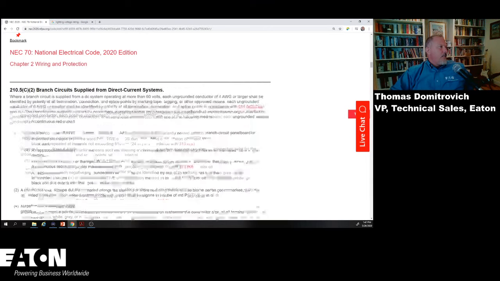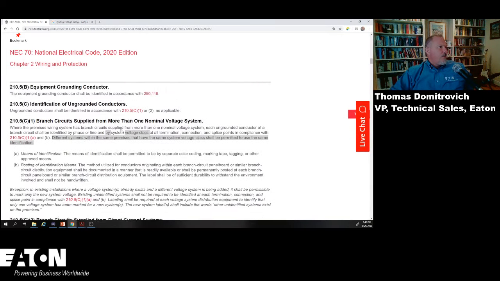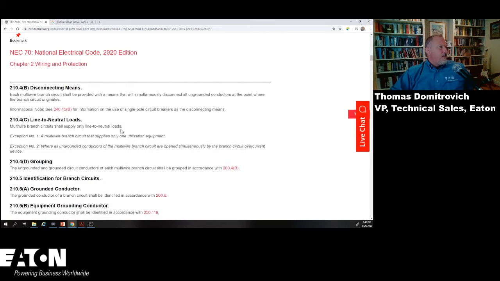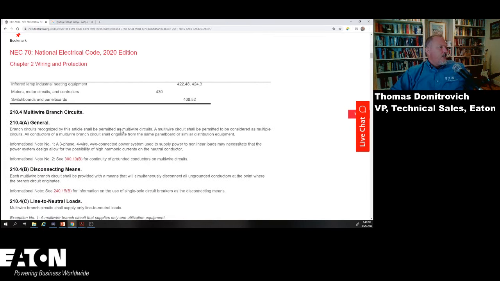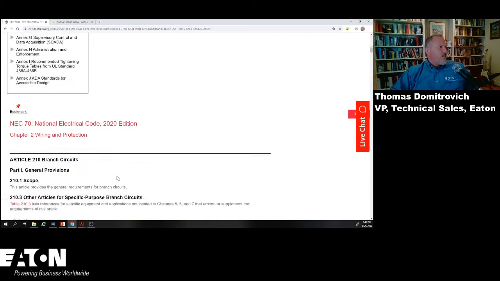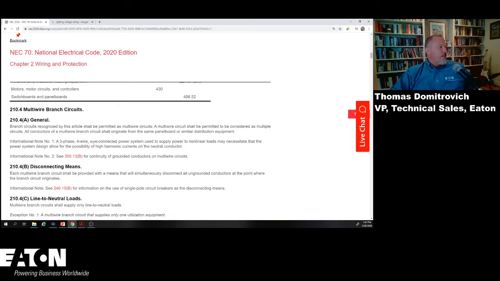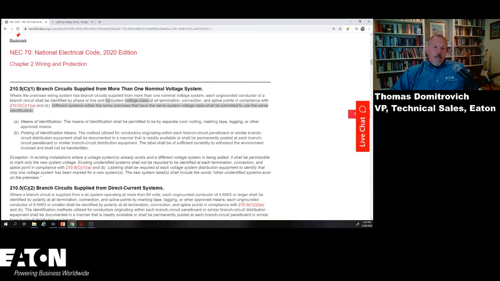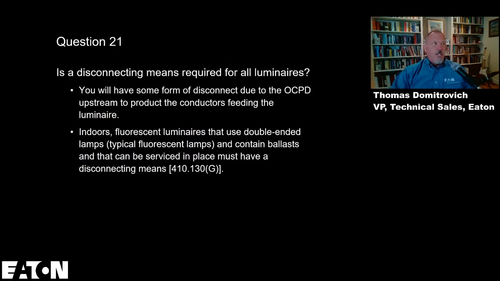Branch circuit voltage limitations. We already talked about all of that. I'm looking for grouping, line to neutral, disconnect. Each multi-wire branch circuit. So that's your multi-wire branch circuits. I don't know where I did with it. Anyway, you have requirements for controlling your lights at the top of the stairs, at the bottom of the stairs. So there are different types of, not necessarily a disconnecting means, but control means for controlling your light switches and things of that nature.